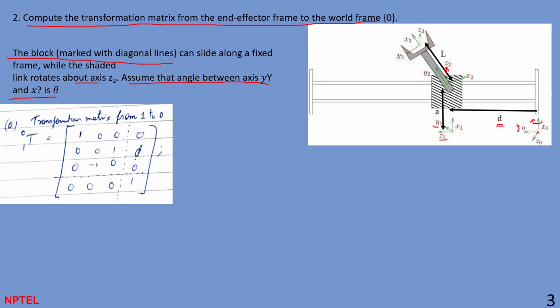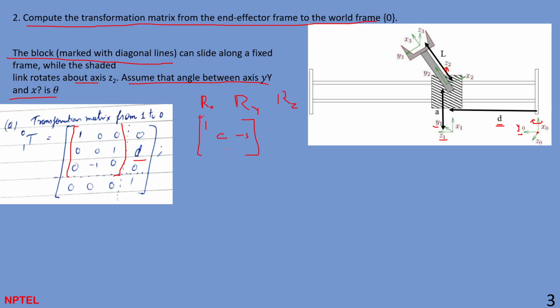This is your translation vector, right? 0 is for the x direction, there is no translation. But in the y direction, you see there is a d translation, so there is a d term, whereas this term is a rotation part, right? How do you get this rotation part? You need to remember the Rx, Ry, and Rz rotation matrices along those axes. Since we are rotating along the x direction, it will be something like 1 and so on, right?